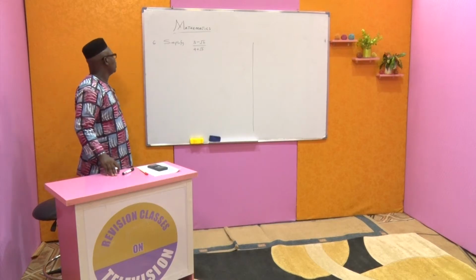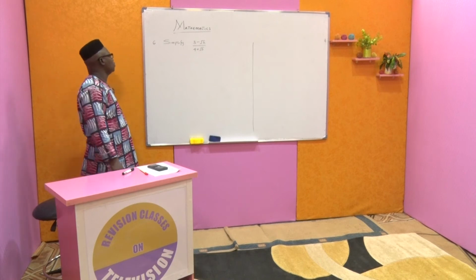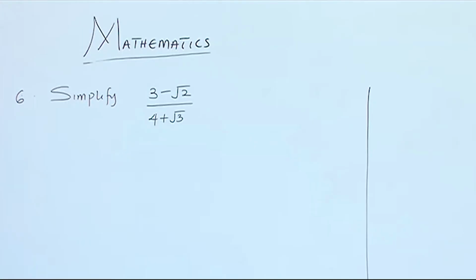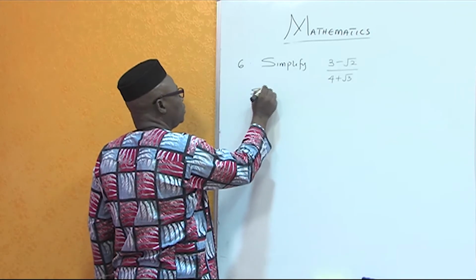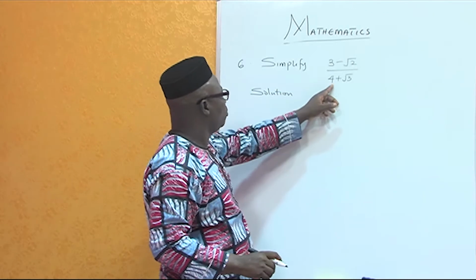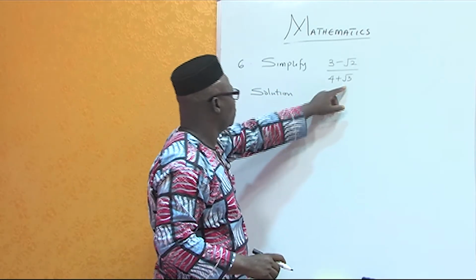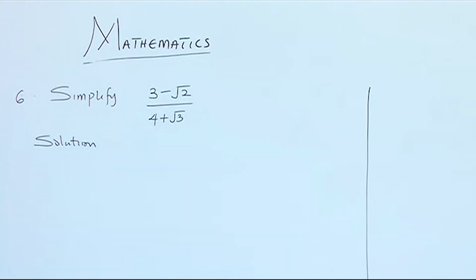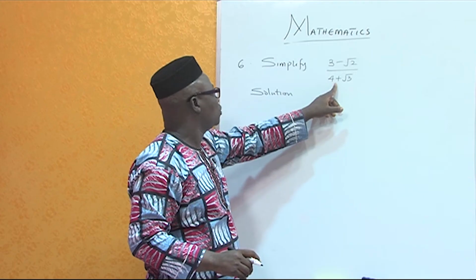Now moving on to question number 6, we are required to simplify (3 minus root 2) all divided by (4 plus root 3). To simplify this, we have a binomial surd as the denominator. So we are going to use the conjugate of the denominator. What is the conjugate of this particular binomial surd?